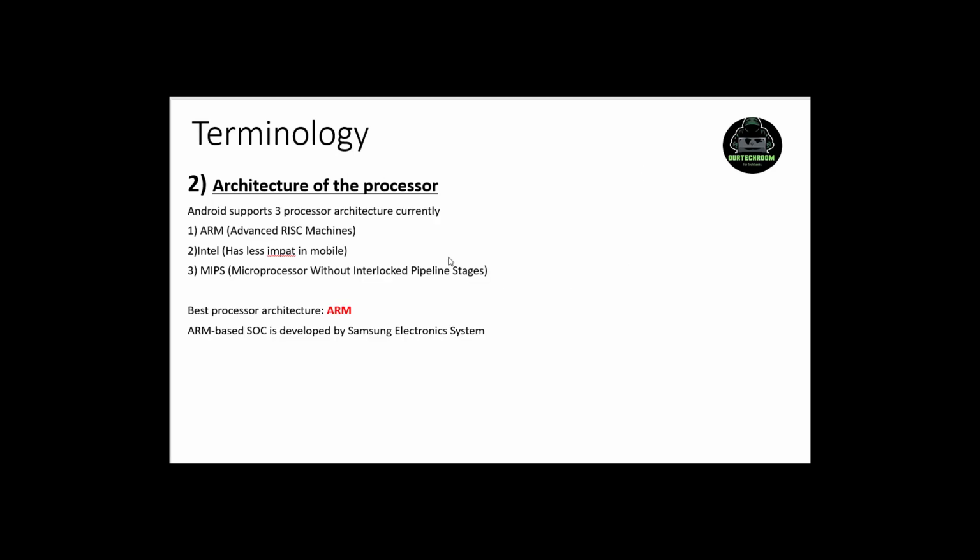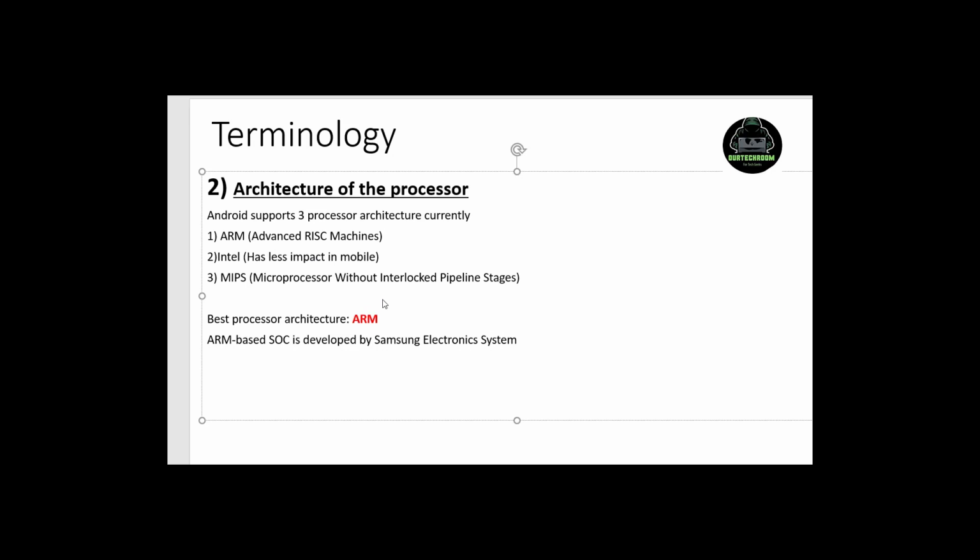Now let's look at the second terminology, that is the architecture of the processor. Currently Android supports three processor architectures: ARM, which stands for Advanced RISC Machine, Intel, and MIPS. Among them, the best processor architecture is ARM. ARM-based architecture is developed by Samsung Electronics System. So we conclude that in processor architecture, ARM is best.